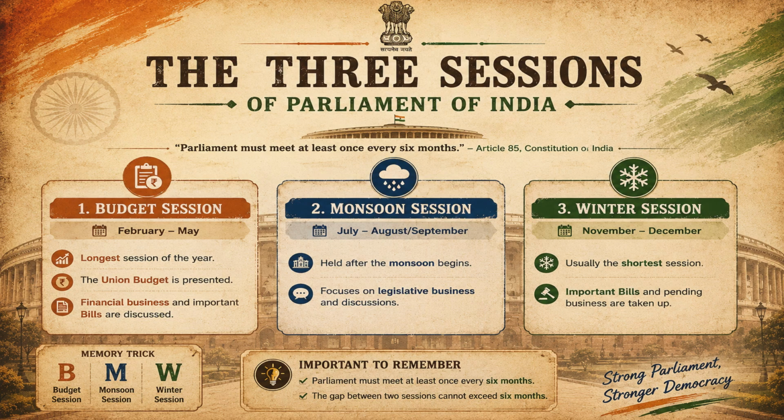The first session would be the budget session, budget money. That will be between February to March. Monsoon, that is during the rain, and it will be during July to August or September. Winter is between November to December. The longest being the budget session and the shortest being the winter session.